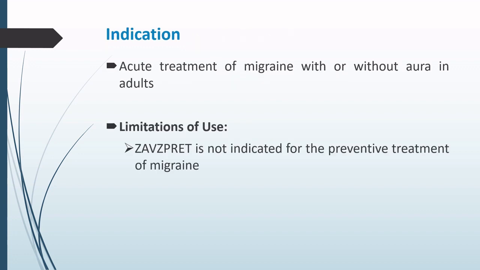The drug Zavegepant is used for the acute treatment of migraine with or without aura in case of adult patients. However, Zavegepant is not used for the preventive treatment of migraine, or in other words, this drug can be used for the acute treatment of migraine, but not for the prophylaxis of migraine.